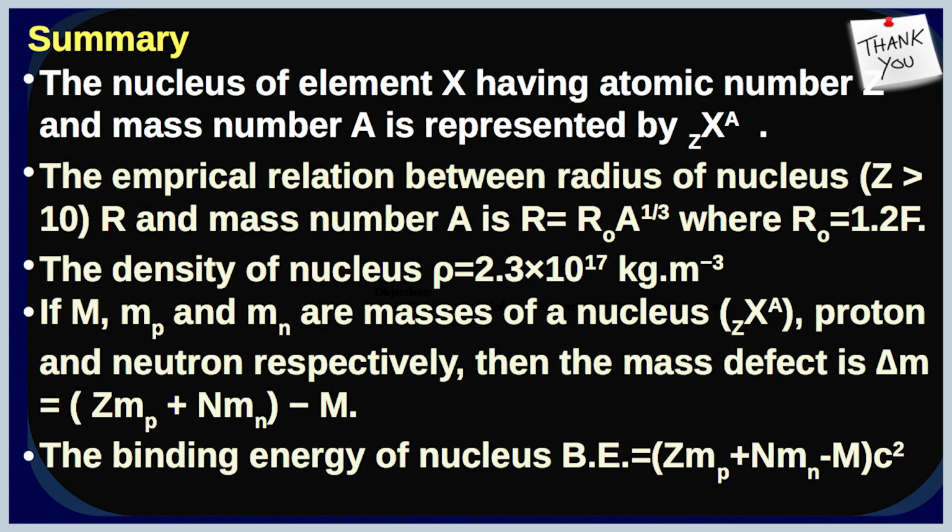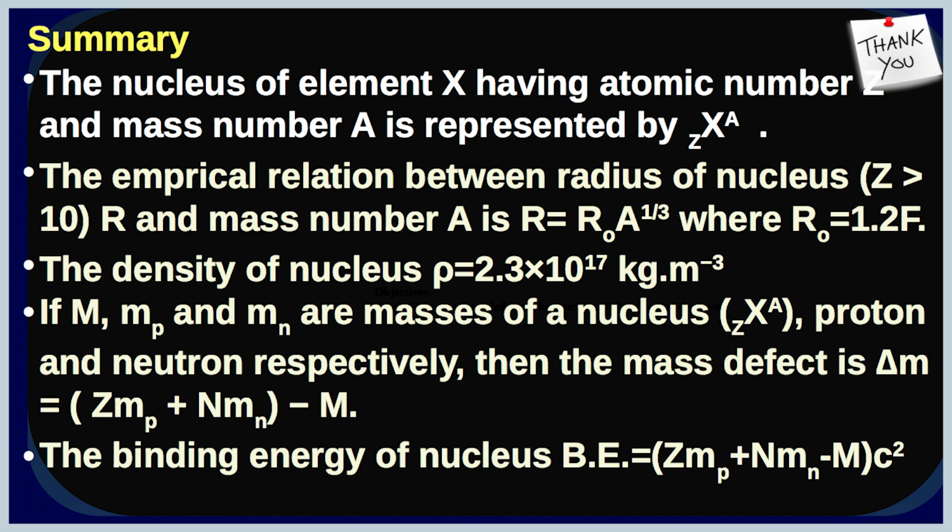So as a summary, we know that the nucleus of element X having atomic number Z and mass number A is represented by X with A and Z, and the empirical relation for the radius of nuclei, which is applicable only when Z is greater than 10, is that R is proportional to A to the power 1/3. So R is equal to R naught A to the power 1/3, where R naught is equal to 1.2 fermi. And the density of the nucleus, which is the mass of the nucleus upon the volume, is calculated as 2.3 into 10 to the power 17 kilogram per meter cube. So this is a very compact sphere.